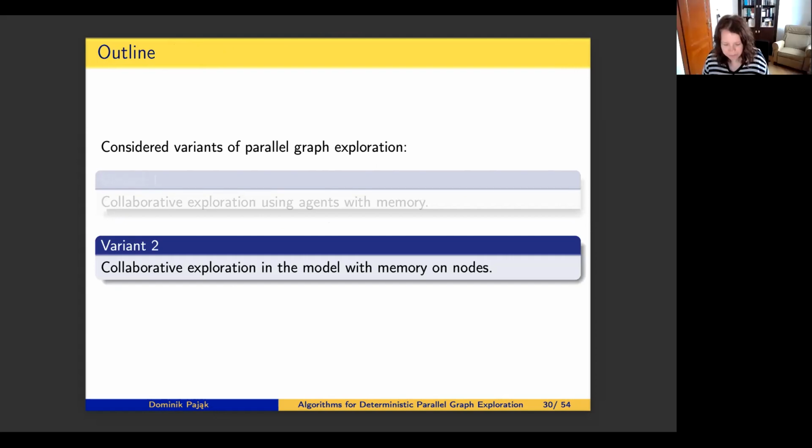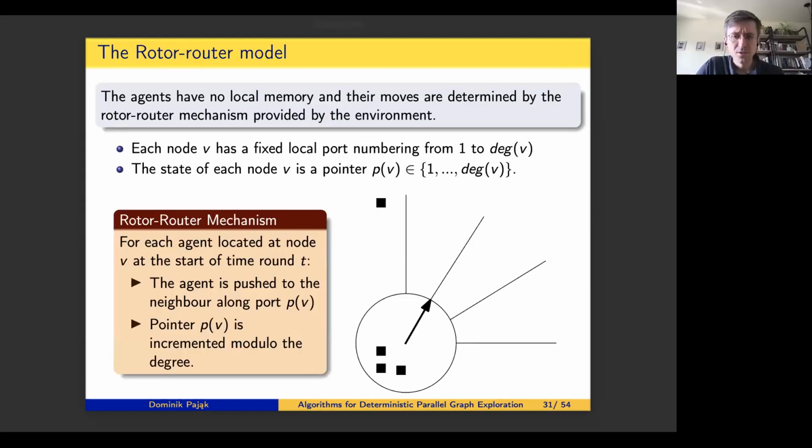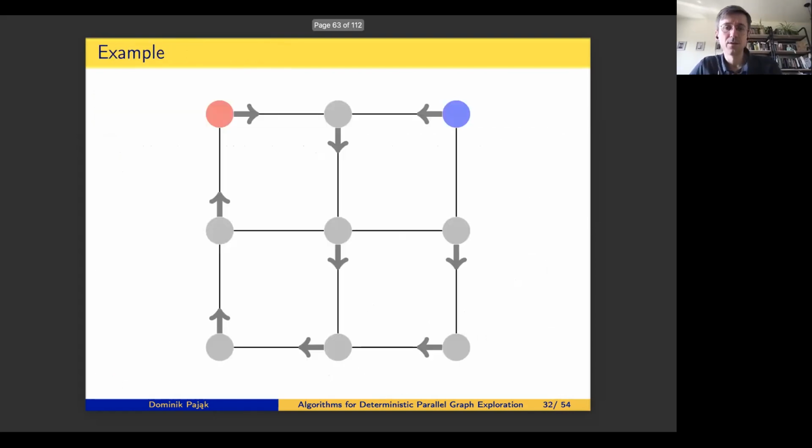Yes, exactly. So I would like to maybe advertise one model of graph exploration that's called the rotor-router. It maybe doesn't deserve a fancy name because it's basically a round robin. Imagine that here we have a graph of 9 vertices, and there are 2 agents. One of them is blue and the second one is red. And this is the model where the agents interact with the environment.